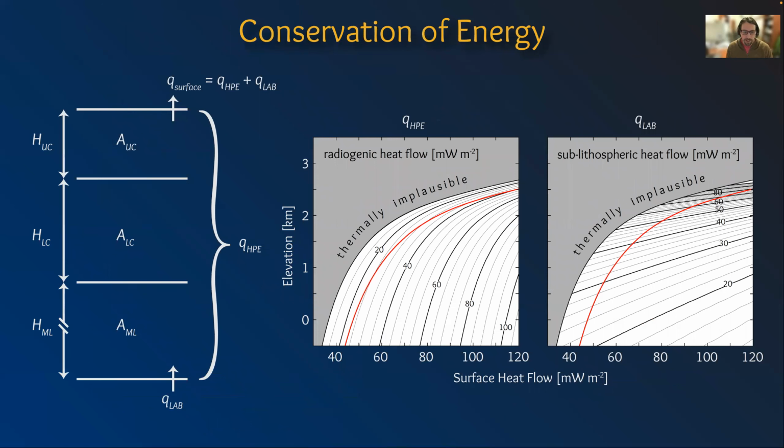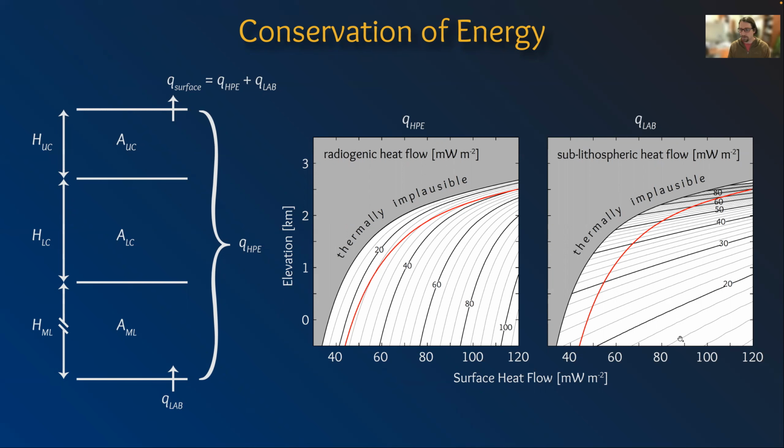So with that sort of knowledge in hand, we can return to our conservation of energy model. Again, it's our 3-layered heat production model here on the right. And then what I'm doing is I can contour for a whole range of surface heat flows, the amount of radiogenic and sublithospheric heat flow that go into this model. And that gives me a corresponding set of points, which I can then contour, which would then tell me how this elevation will vary as I vary the radiogenic heat flow, or I vary the lithospheric heat flow.